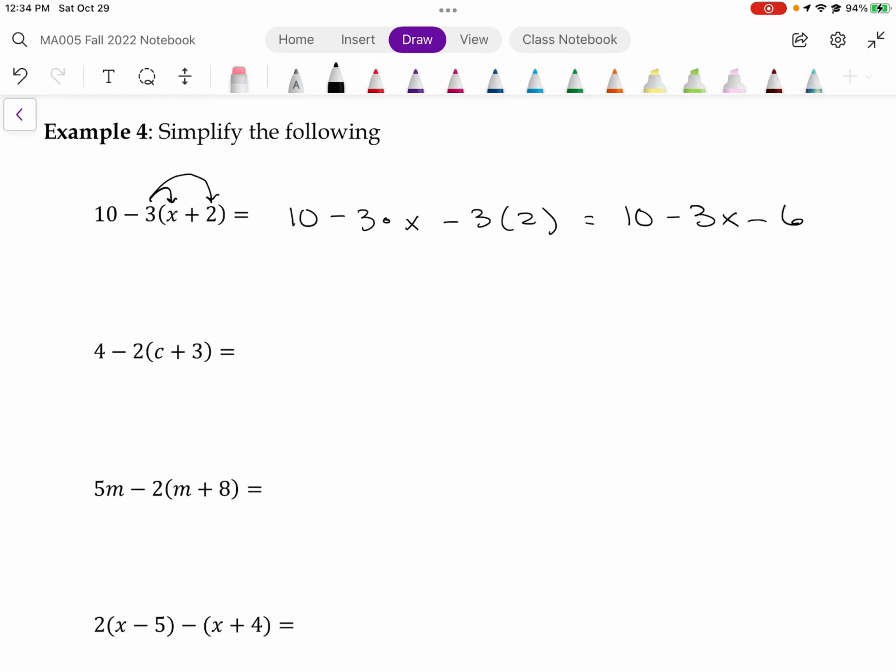Now we're going to look for like terms. So this is a 10 and this is a minus 6. But this is a 3x. We cannot combine those because they are not like terms. So you can only combine like terms. So our yellow portion is going to be 10 minus 6, and then minus the 3x. So I just moved the yellow portion together using our properties from last time. And I get 10 minus 6 is 4 minus 3x.